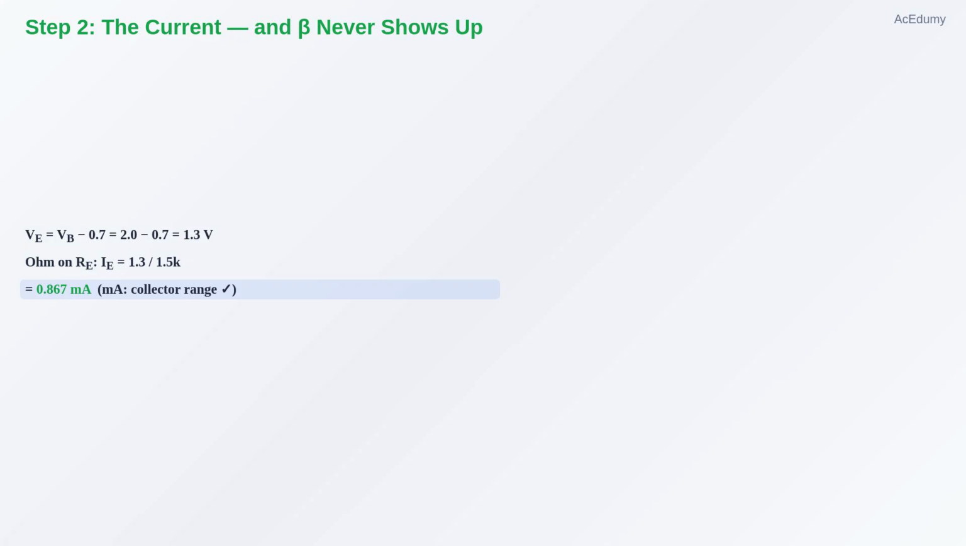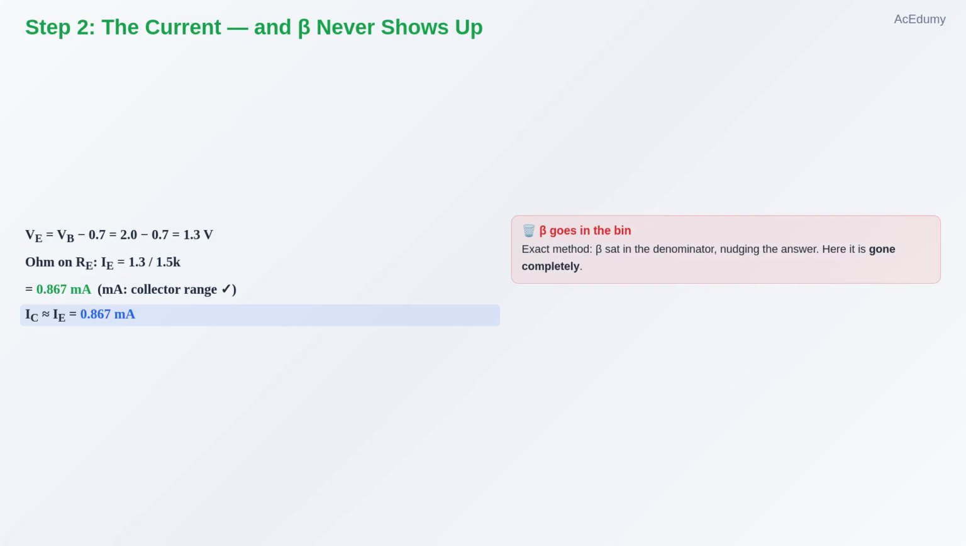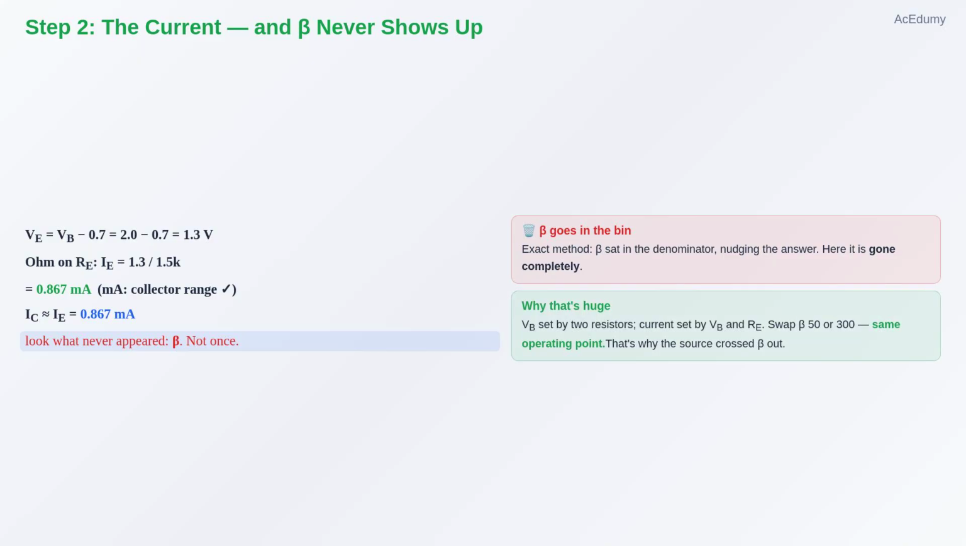Now look back at what we just did and notice what never appeared. Beta. We never used it, not once. In the exact method, beta sat in the denominator and nudged the answer a little. Here it is gone completely. The base voltage is set by 2 resistors and the supply. The current is set by that voltage and the emitter resistor. The transistor's gain has no say at all. Swap in a part with beta 50 or beta 300 and this circuit lands on the very same operating point. That is why the source crossed beta out.